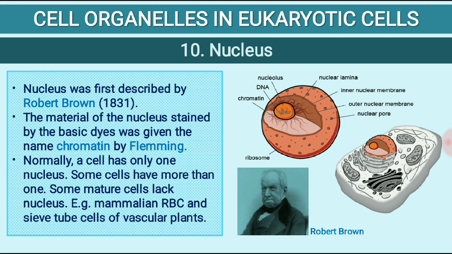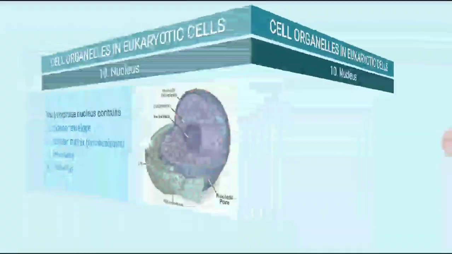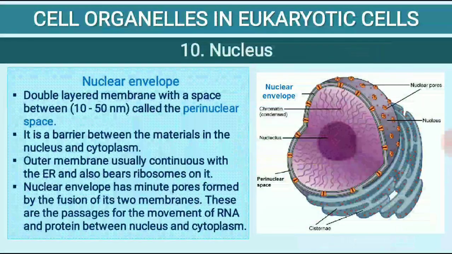8.5.10 Nucleus. Nucleus as a cell organelle was first described by Robert Brown as early as 1831. Later, the material of the nucleus stained by the basic dyes was given the name chromatin by Flemming. The interphase nucleus of a cell, when it is not dividing, has highly extended and elaborate nucleoprotein fibers called chromatin, nuclear matrix, and one or more spherical bodies called nucleoli (singular, nucleolus).